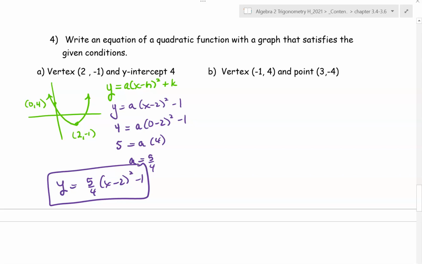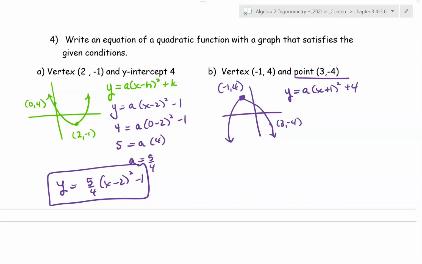So why don't we go ahead and try part B now. They didn't give us the y-intercept, they gave us some other arbitrary point. The only thing special about this point is that it is a solution to the quadratic. So (-1, 4) and then (3, -4). So that means that my parabola, my quadratic, must open downward. I would start off with vertex form since we were given the vertex. Pause the video and give it a try.